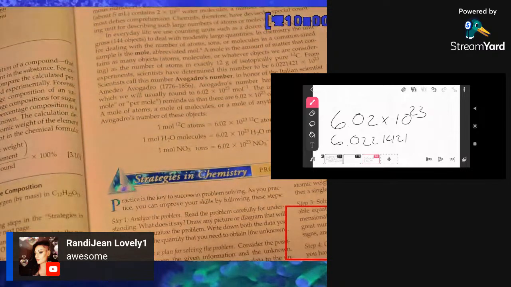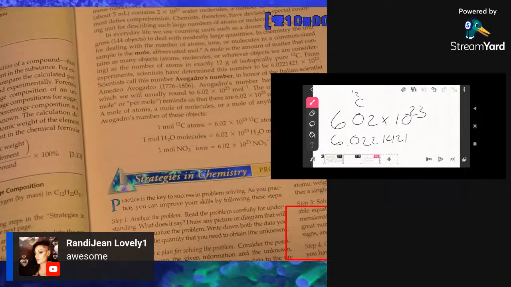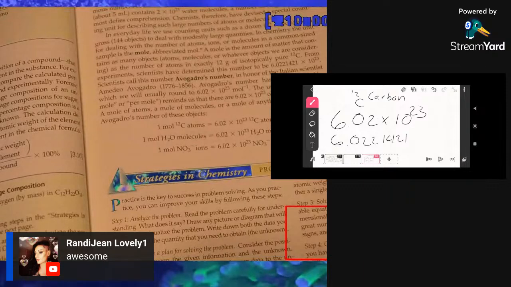Okay, so somehow I've got to ask the professor, but I think this number they derived it from carbon, but I'm not sure. That's what the book's saying, right?